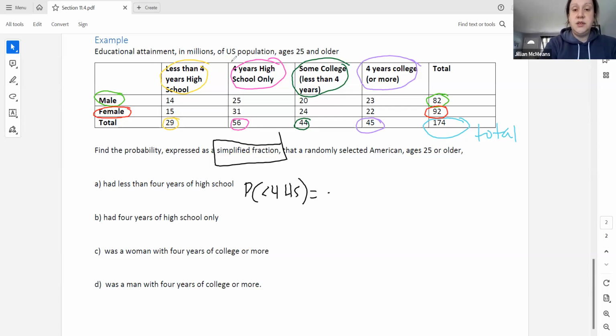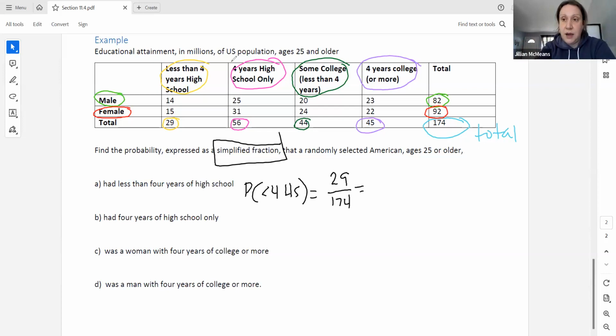Okay. Well, the total in this table is 174 million, no matter what. Of the 174 million people in this table, how many had an educational attainment of less than 4 years of high school? Well, 29 million. And then you can put this in your calculator and simplify it.